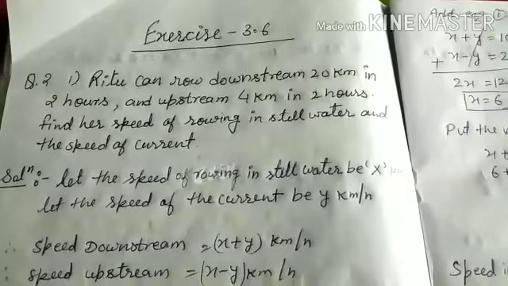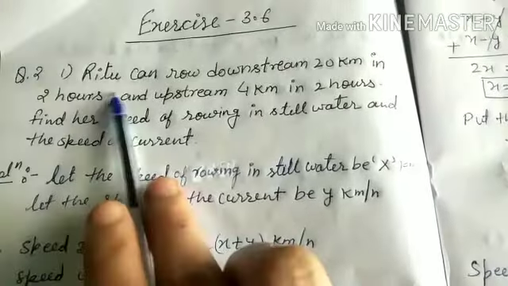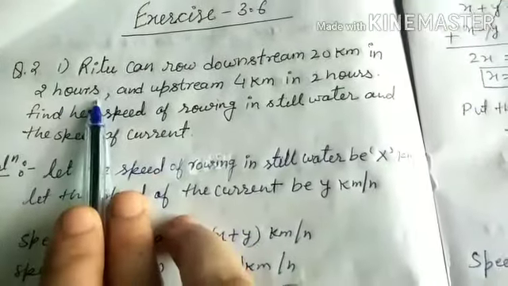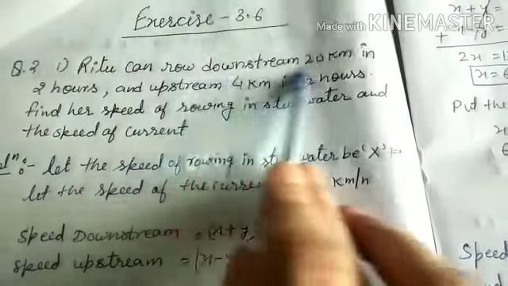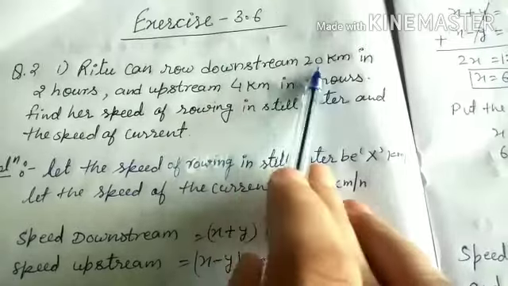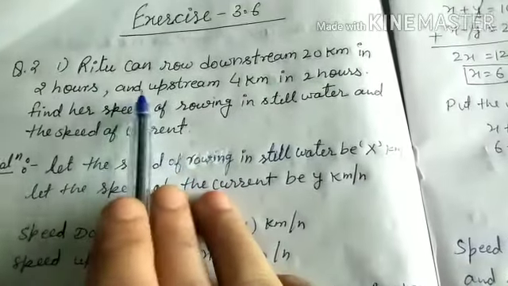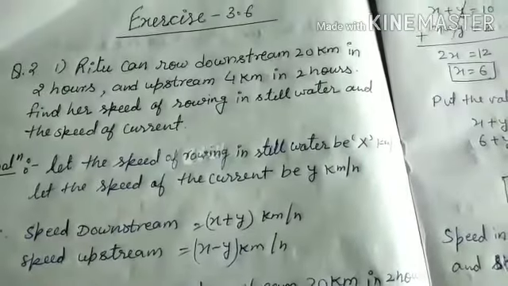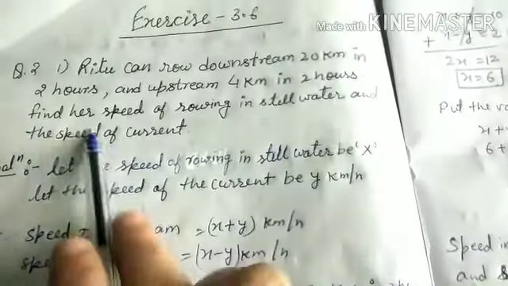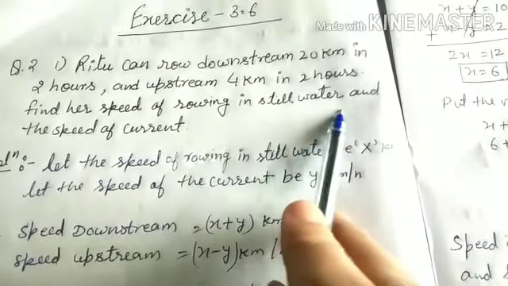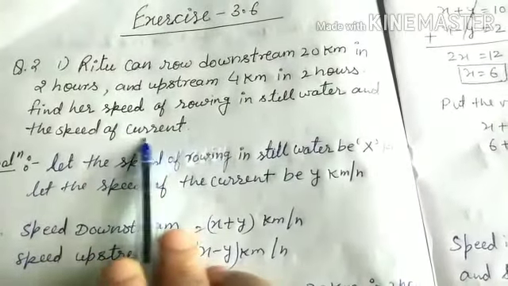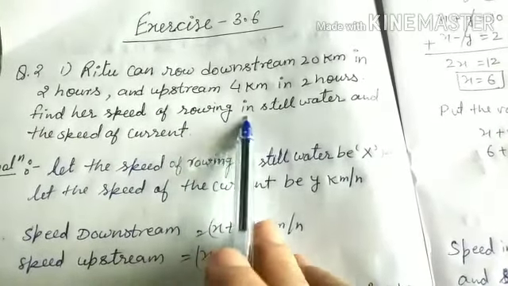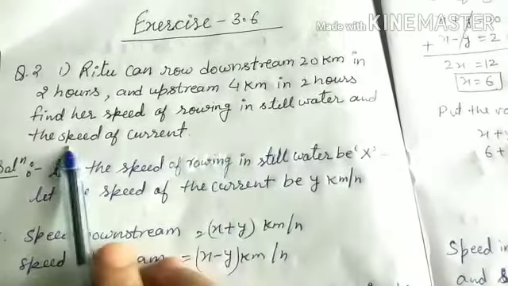Question number 2, first part we have: Ritu can row downstream 20 km in 2 hours. Downstream means towards the lower side, 20 kilometers in 2 hours, and upstream, that means towards the upper side, 4 kilometers in 2 hours. Find her speed of rowing in still water and the speed of current. So we need to find out the speed of rowing in still water and the speed of the current.